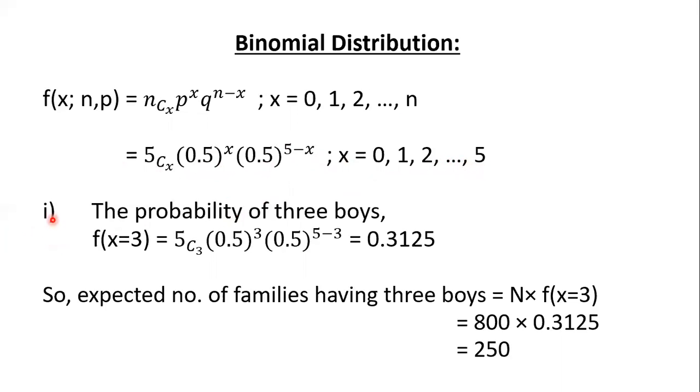Dear cadets, now the question Roman 1. The probability of 3 boys, that is, here the value of x = 3. So the probability function of the binomial distribution f(3) = 5C3 × (0.5)^3 × (0.5)^(5−3). That is f(3) = 0.3125.